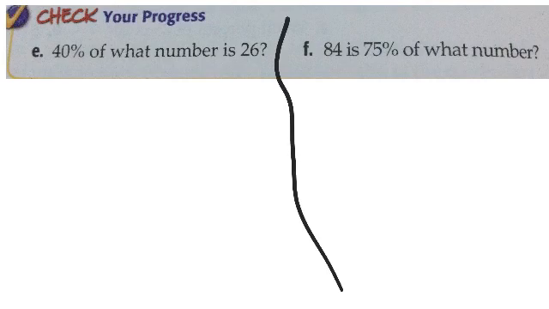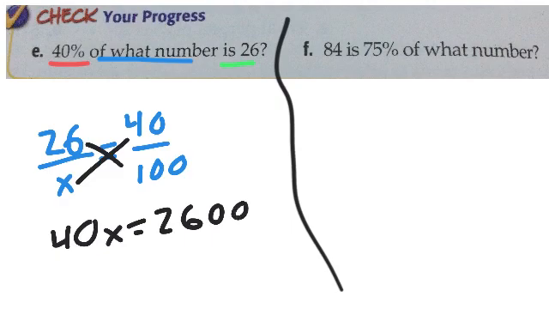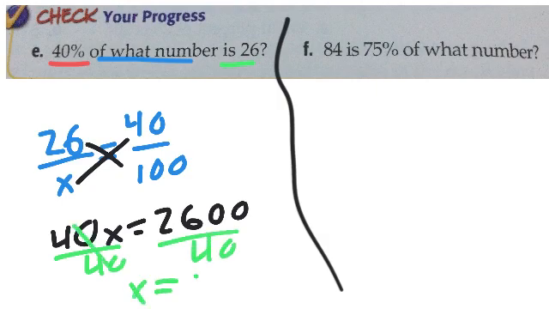Okay, so I have 40% of what number is 26. So 40 is my percentage. 26 is the is, and I'm looking for the of. So I've got is over of equals percent over 100. Fraction equal to a fraction, cross multiply. 40 times x is 40x. 26 times 100 is 2600. Now x I want to get by itself. It's being multiplied by 40, so I'm going to divide by 40 on both sides. So it tells me x equals 65.